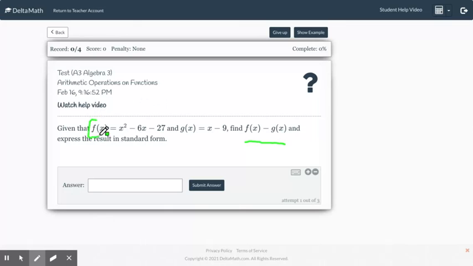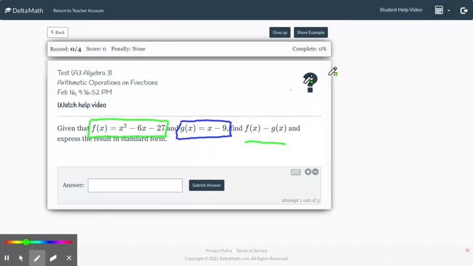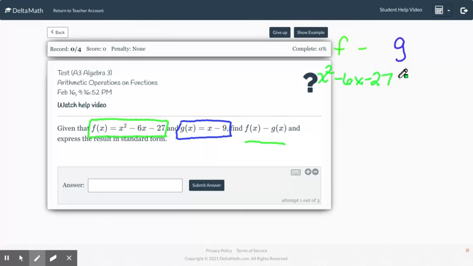So I am going to color code. I'm going to color code f to be a green function, and then g, I'm going to let it be blue so that I can show you how I'm going to subtract these functions. So if I want to subtract the function f minus g, then I'm going to take the f expression, which is x squared minus 6x minus 27, and then I'm going to subtract the g function, which is x minus 9.